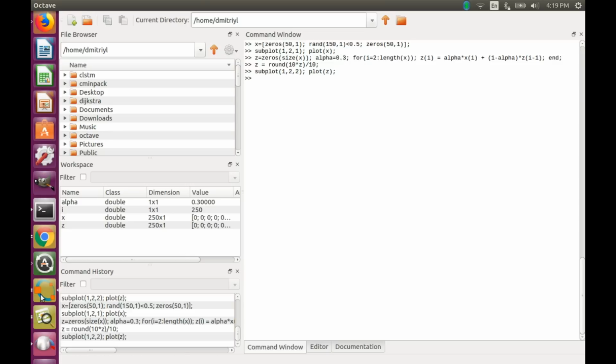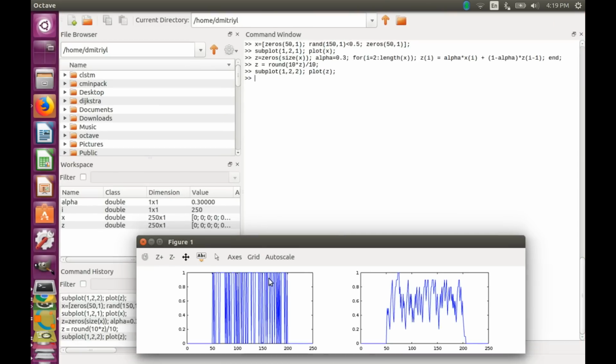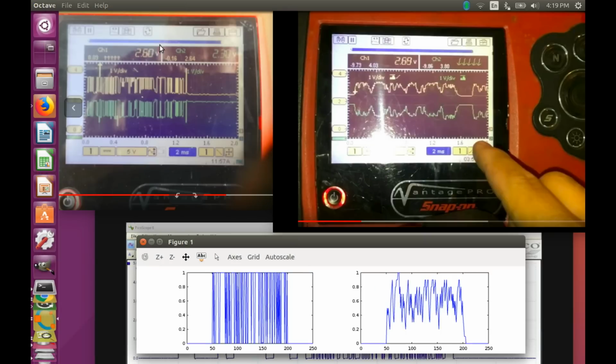What do we see on our plot? On the left, we have the original square wave signal. On the right, we have the signal filtered by this filter, a waveform that looks nothing like a digital square wave. However, if we go and take a look at our original waveforms, the waveform on the left resembles the original square wave, and the figure on the right corresponds to the waveform on the right. It does look like it's just a filter applied to the proper digital square wave.